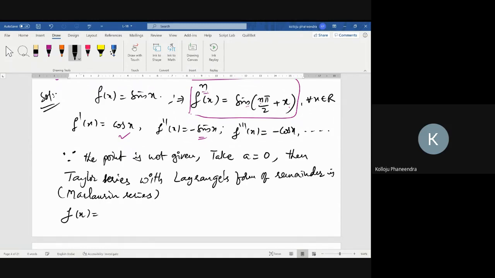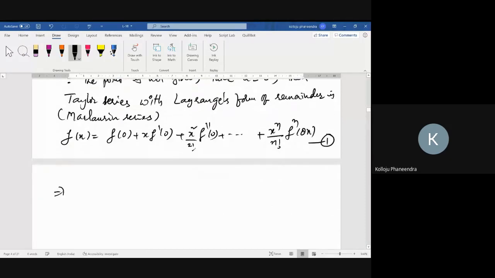F of x equal to f of 0 plus x into f dash 0 plus x squared by 2 factorial f double dash 0 and so on. What is the last one? The remainder term: x to the power of n by n factorial f nth derivative at theta x. This is with the Lagrange's form of remainder.